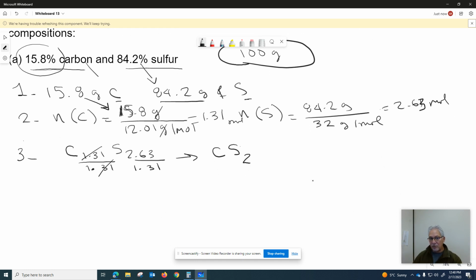And if you want to know the name for this compound, because we also need to keep practicing nomenclature, that will be carbon disulfide, ending in ide. Di because we have two atoms of sulfur. And that's it. That's the answer. And this is a real compound, so that will be the answer for that.